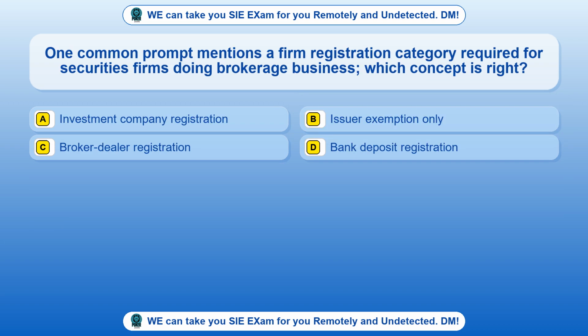Question 67. One common prompt mentions a firm registration category required for securities firms doing brokerage business. Which concept is right? Option A, investment company registration. Option B, issuer exemption only.